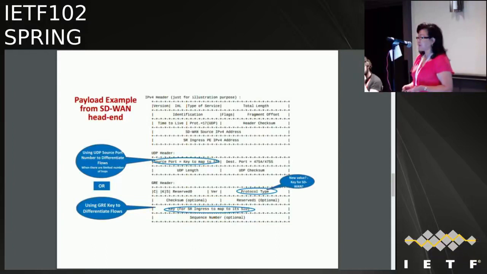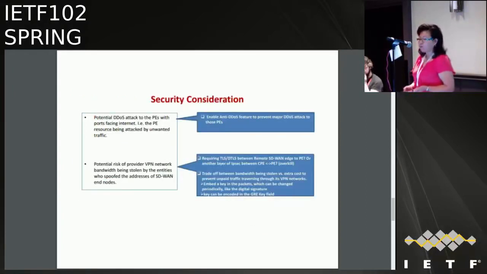Another part is how to represent the security. The problem is once we have a provider network, the PE has a port facing the internet, which brings up lots of security risks to the provider network. For one thing, we all know there could be DDoS attacks on those PEs once you have a port facing the internet. So that part will require some kind of anti-DDoS function to be enabled to prevent unwanted traffic.